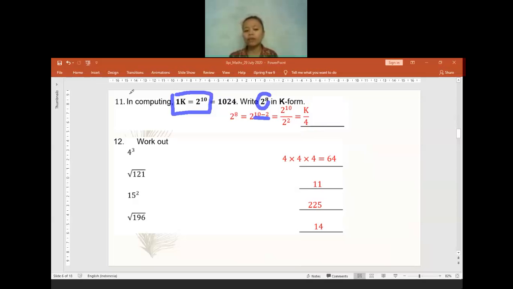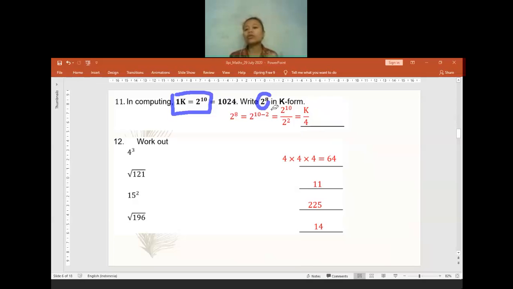Is there anyone having a question at question 11 or still confused? Feel free to ask. Okay, I will repeat again. For question 11, you have to focus on the given explanation that you have. The given explanation is 1k is equal to 2 to the power of 10. And then for the question, we have 2 to the power of 8.